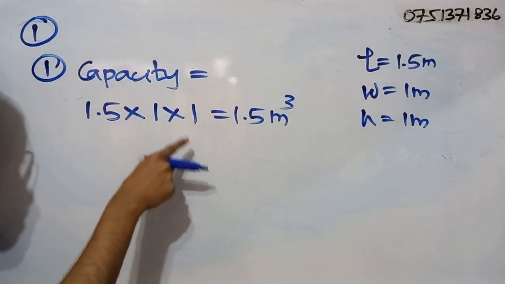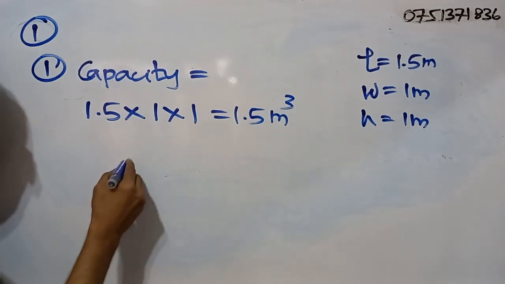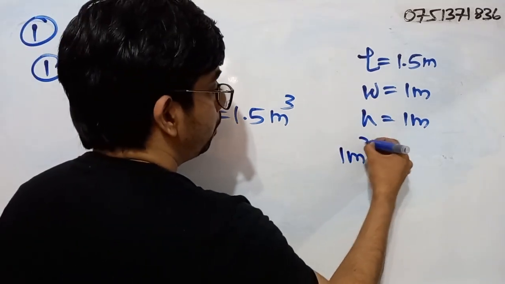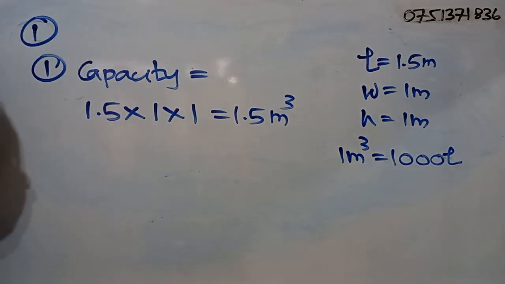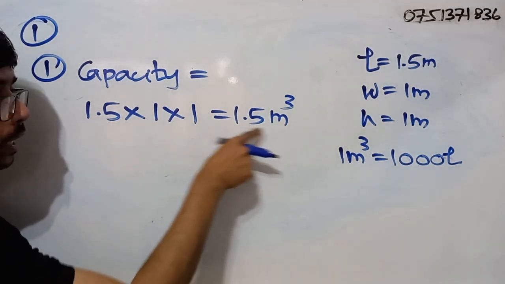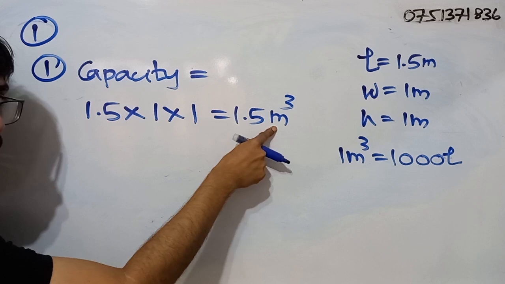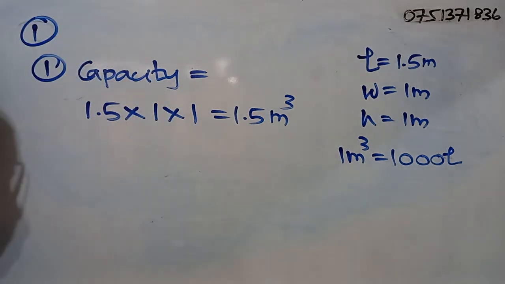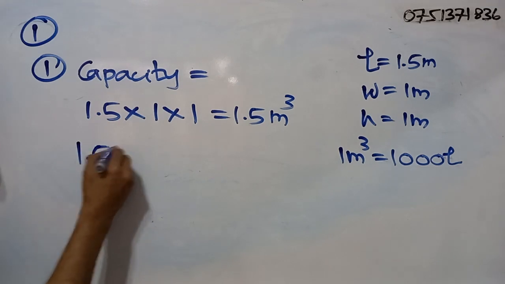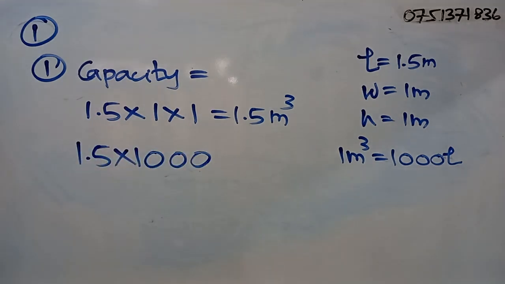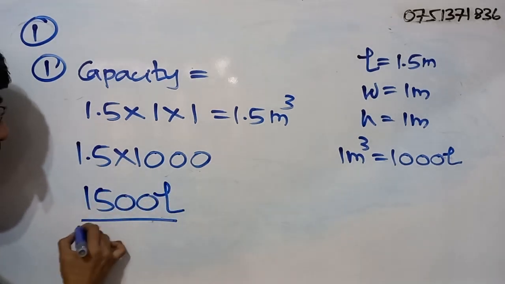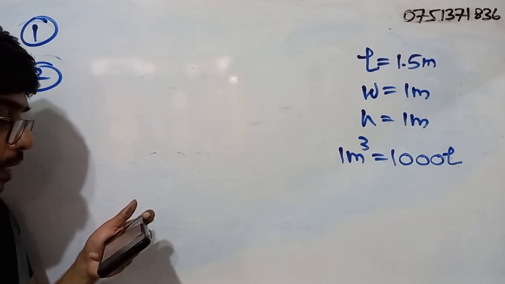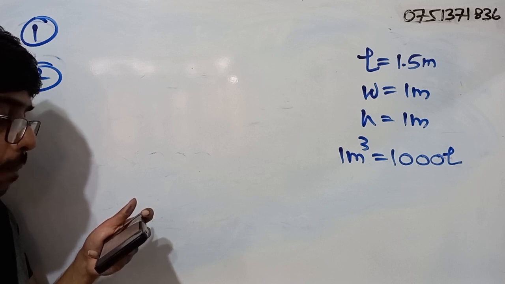They are asking the capacity in what? Liters. So we know 1 cubic meter is equal to 1000 liters. So what do we have to do? In order to convert this value which is given to us in cubic meters to liters, we have to multiply that by what? 1000. So 1.5 into 1000, right? So what do we get? 1500 liters.